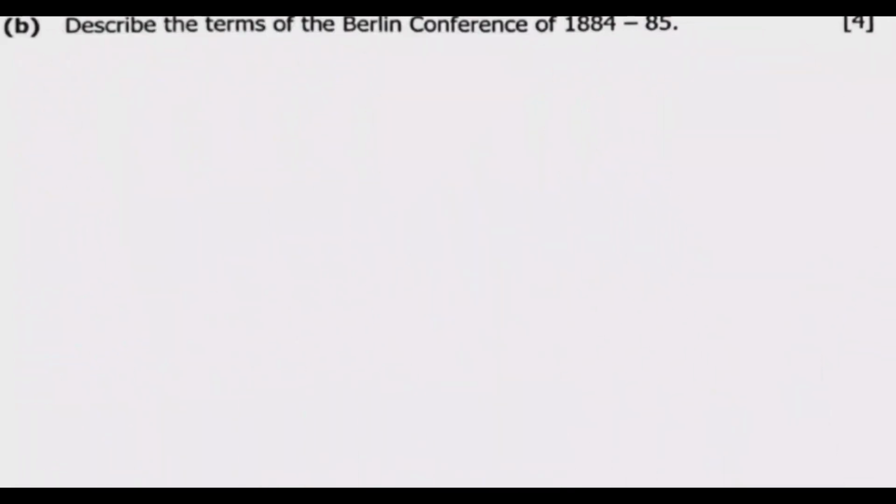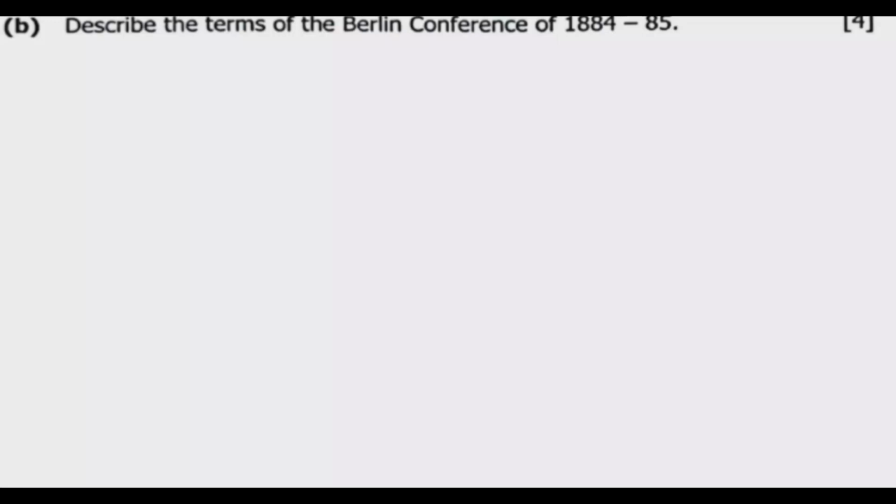Question 2B is as follows. Describe the terms of the Berlin Conference of 1884 to 1885. Okay, so let's come up with points. The points will be what terms were raised from that conference.